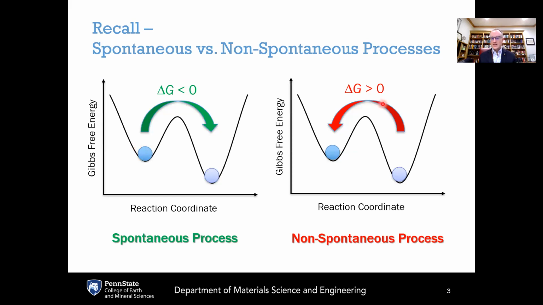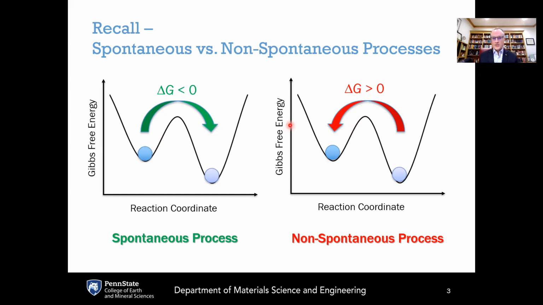On the other hand, a non-spontaneous process is the opposite. A non-spontaneous process goes from a more thermodynamically stable state to a less thermodynamically stable state. So the delta G increases, and these do not happen on their own. They would only happen if you perform work on the system.